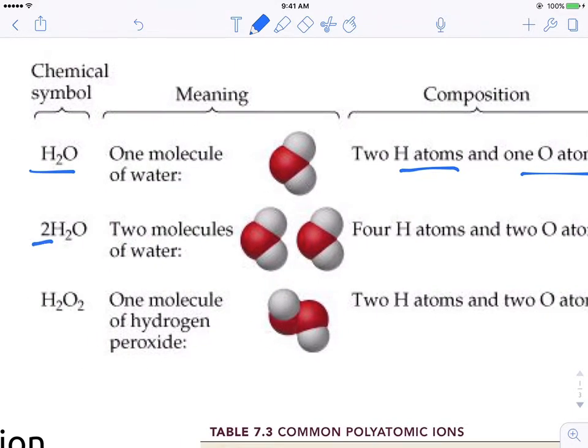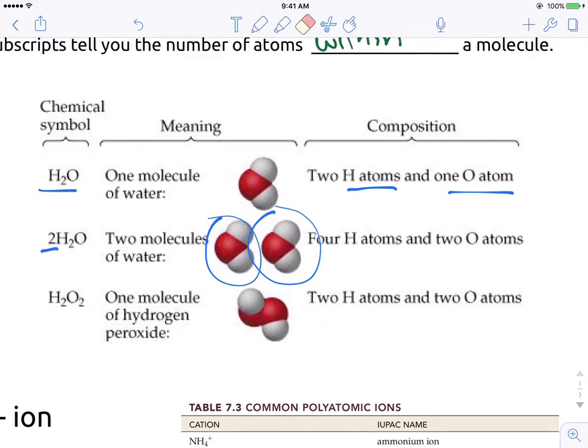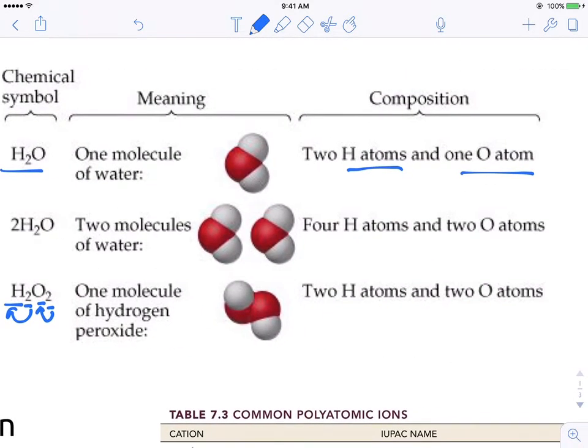If you were to put a 2 in front of H2O, that would mean you have 2 molecules of water. Here's 1, here's the second. That would give me 4 atoms of hydrogen and 2 atoms of oxygen. I could also have, here I have H2O2, which is hydrogen peroxide. I have 2 hydrogens and 2 oxygens, 2 H atoms, 2 O atoms.